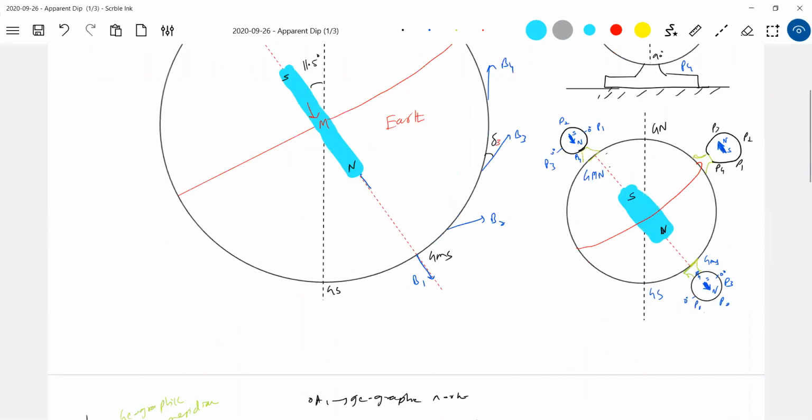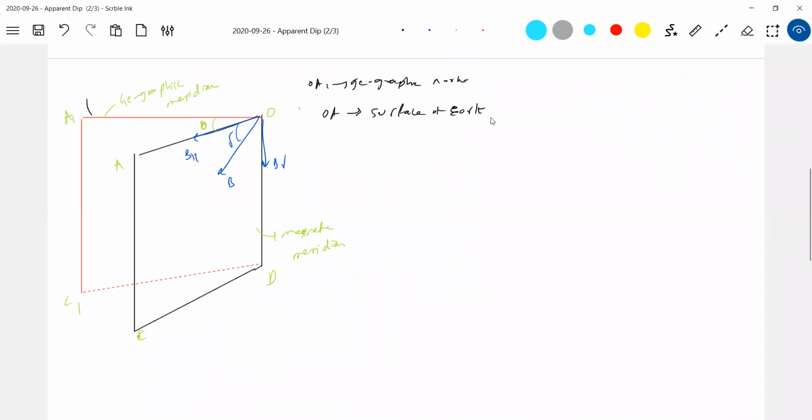For that, this particular diagram is very important. Geographic meridian, magnetic meridian. First, how to locate the magnetic meridian? You should suspend a bar magnet freely. The plane in which the freely suspended bar magnet lies is the magnetic meridian. Even this magnetic meridian identification is a big problem.